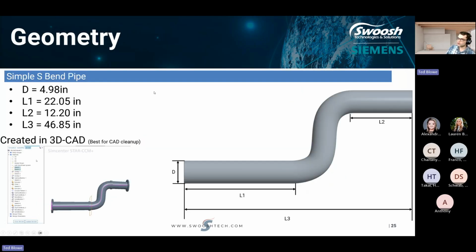So first, we have our domain definition. I've highlighted a couple of geometric dimensions, different lengths and diameters. I want to define this so that we can understand that if we parametrically define our domain, we can then use these as inputs for a design optimization or exploration study so that we can explore the design space using our CFD tool. You can create this in the 3D CAD because it's pretty basic, but typically we use the 3D CAD for CAD cleanup.